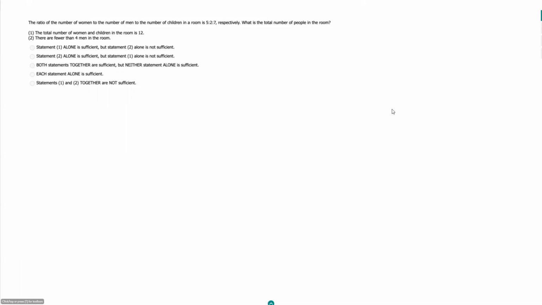The ratio of the number of women to the number of men to the number of children in a room is 5 to 2 to 7 respectively. What is the total number of people in the room? So here we have a ratio question. Let's start by setting up our ratio.